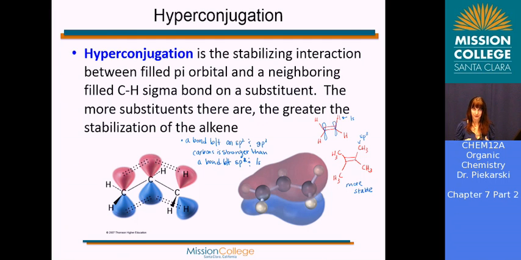So just to review, the more substituted the alkene, the more stable. And if you're dealing with disubstituted alkenes, trans is more stable than cis. Okay, so that just summarizes it: due to hyperconjugation and also due to bond strengths.